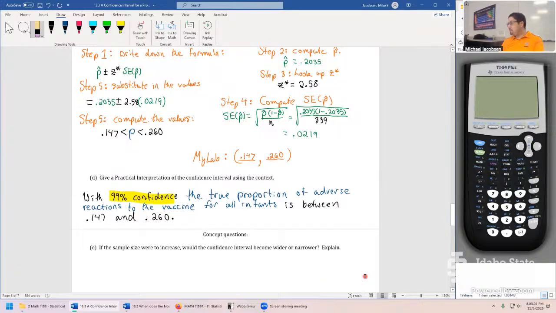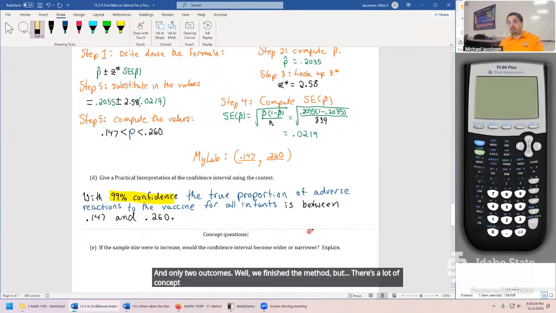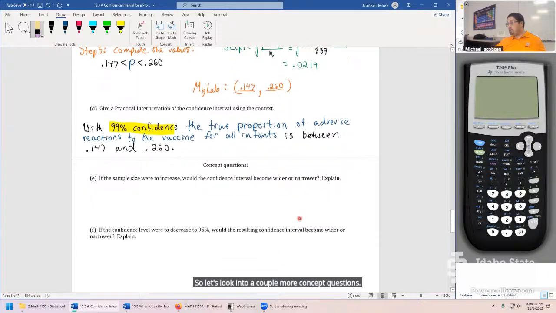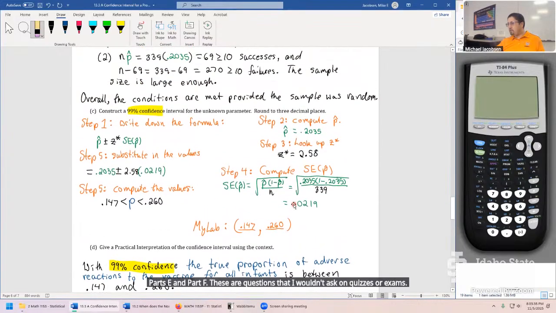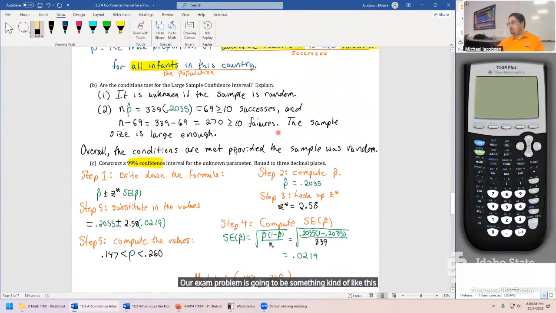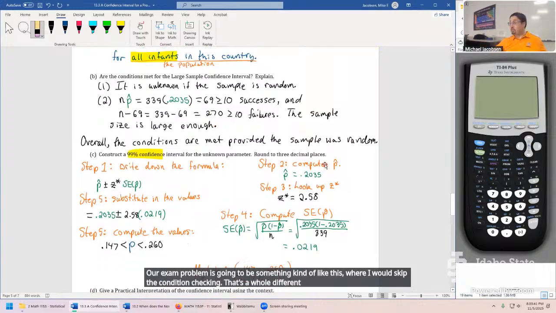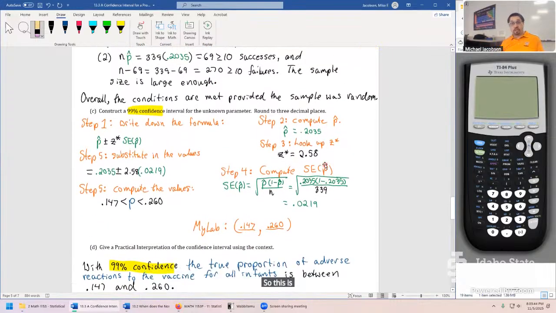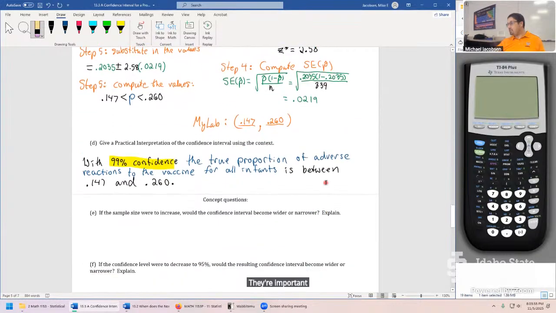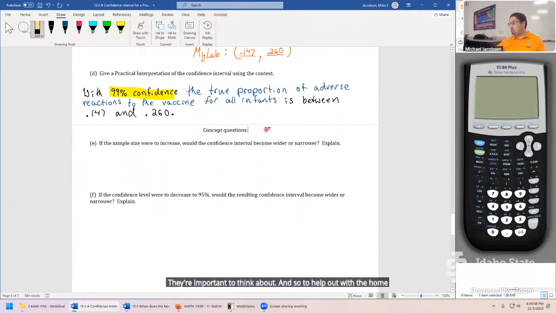Well, we finished the method, but there's a lot of concepts when it comes to confidence intervals, like we mentioned last time. So let's look into a couple more concept questions, parts E and F. These are questions that I wouldn't ask on quizzes or exams. An exam problem is going to be something kind of like this, where I would skip the condition checking. That's a whole different problem in its own right. So this is about what an exam 3 question would look like, or a final exam question would look like in this section. But MyLab goes a little bit further. They're asking you about certain concepts relating to this kind of information. They're important to think about. And so to help out with the homework, that's what the concept questions down below here are all about.